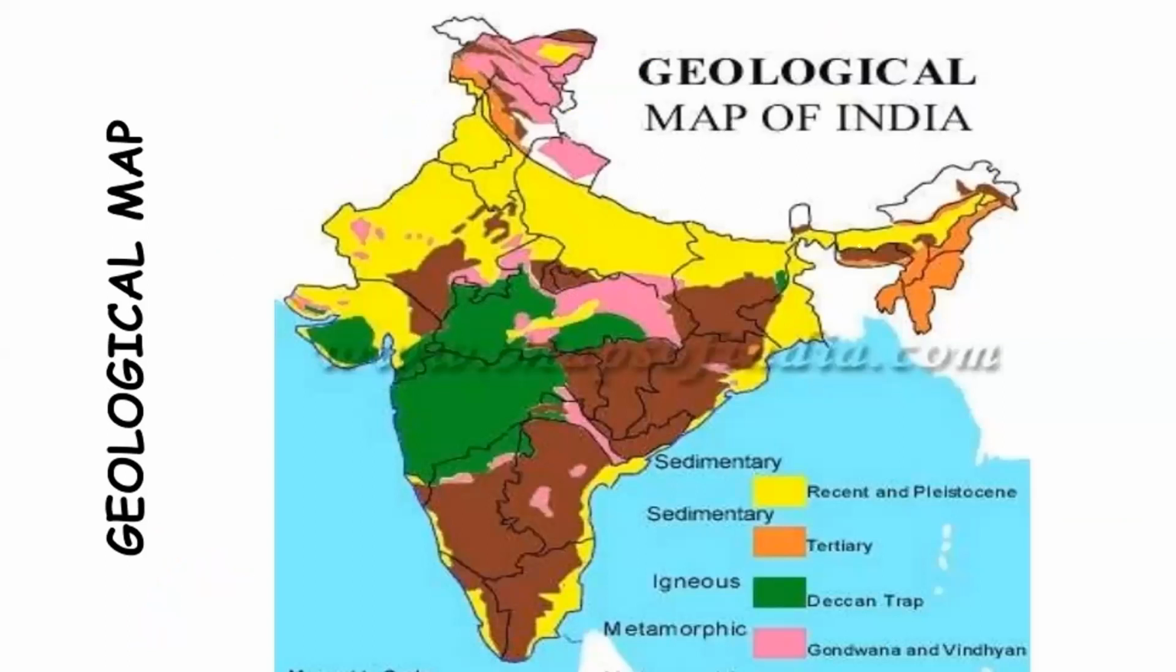With the help of this geological map, we can determine what geology is present in a certain or particular area. Here, the yellow part indicates sedimentary and recent sedimentary, the orange indicates tertiary, the green indicates igneous and Deccan, and the pink indicates metamorphic, right? So with the help of this data, we can determine the geological map and where the geology is constrained.